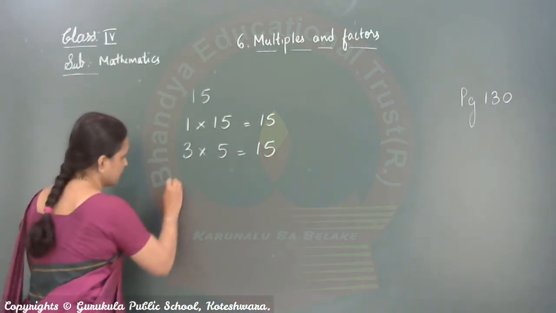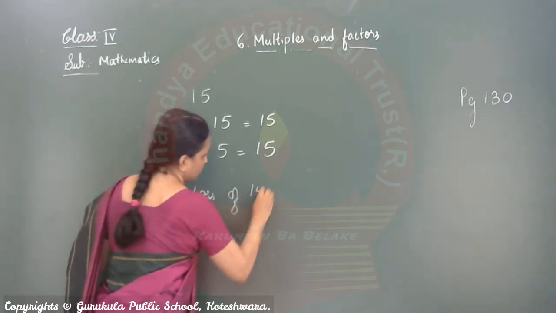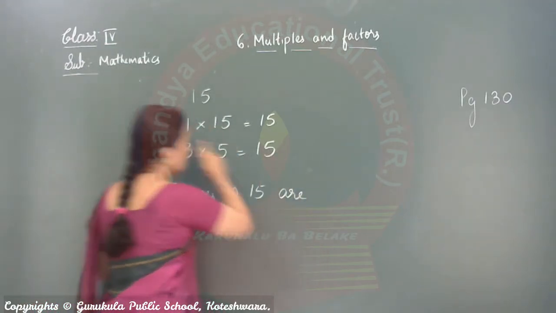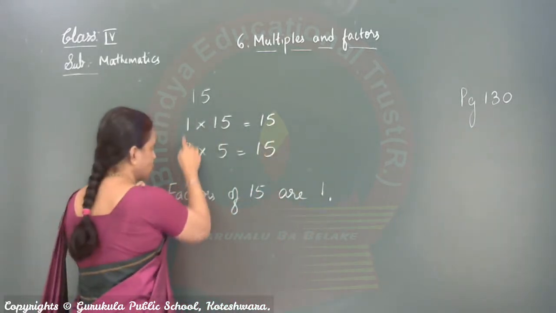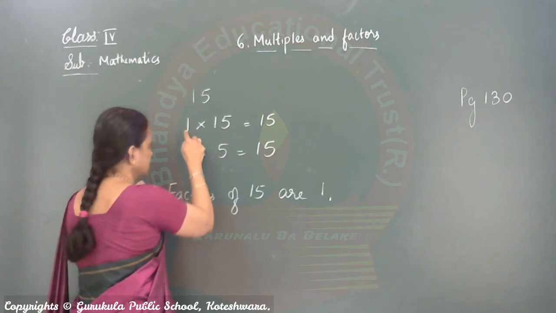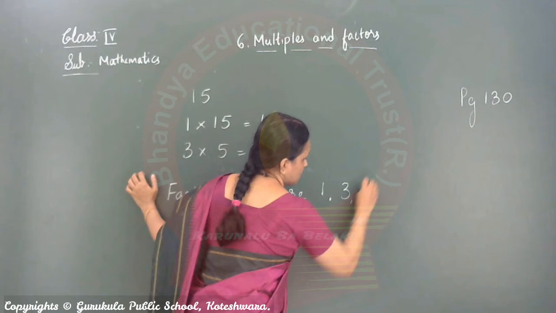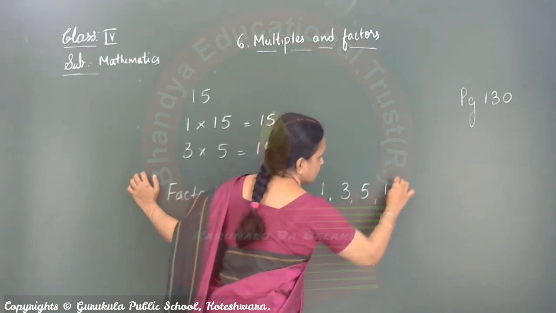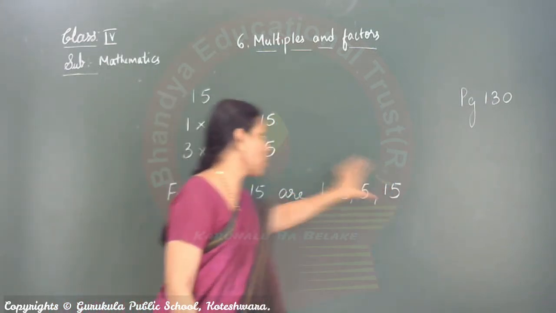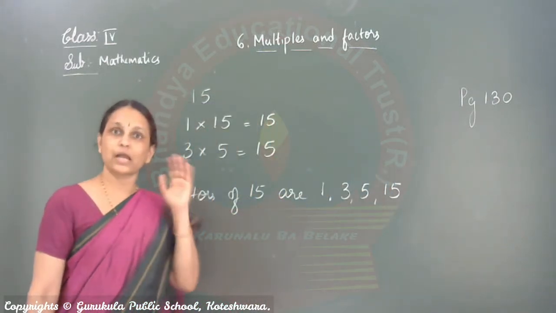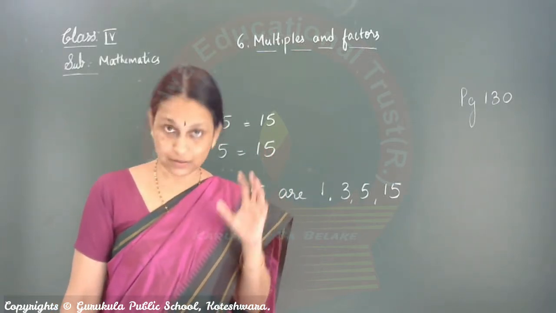Now, we will write the factors. Which are the factors of 15? You can go like this, children, when you write: 1, 3, 5, 15. Got it? These are the factors of 15. I hope now you got a clear idea about what factors are.